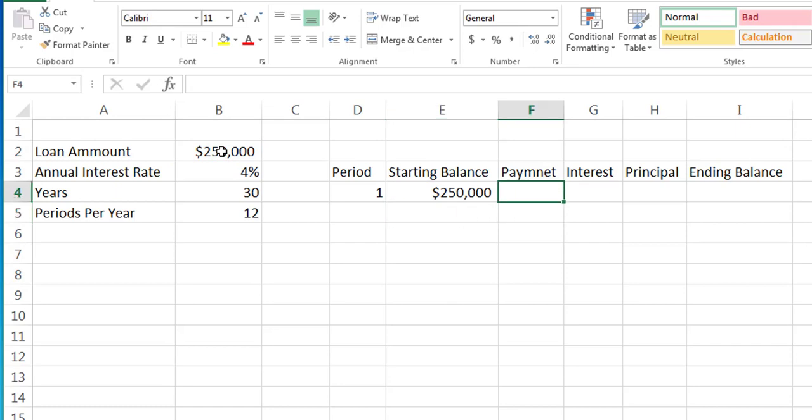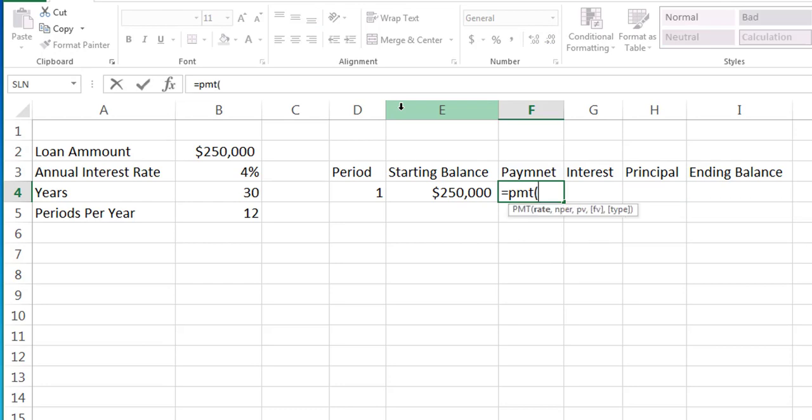Now we're going to use a little function in Microsoft Excel to calculate the payment on this loan. We type an equal sign and then PMT and open parentheses, and that'll give us the information we need for the payment function. The first thing that the spreadsheet is going to ask us for is the rate. And what you have to remember, this rate is not our 4% annual rate. It's going to be our monthly rate, which is our 4% annual rate divided by the number of periods in the year, in this case 12.